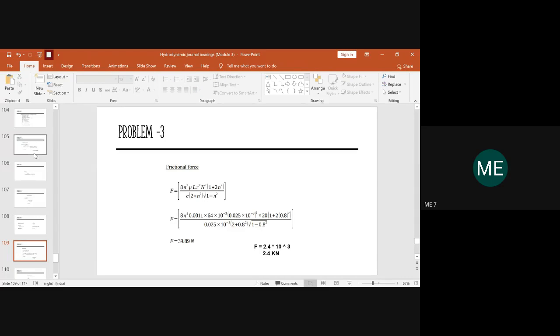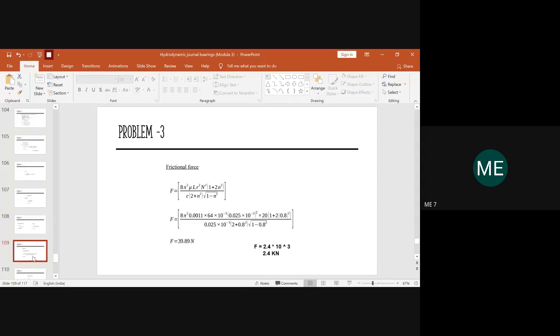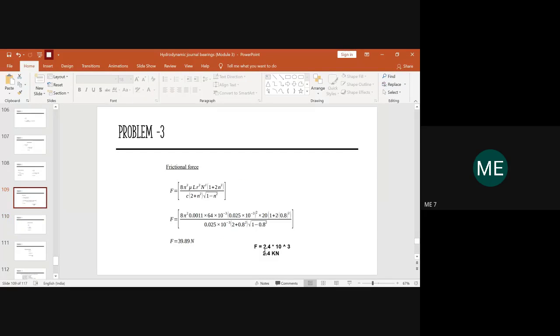So after this, what has been asked in the question? We completed the load carrying capacity and the frictional force. Then what has been asked? It is the coefficient of friction. So what is the general equation we use for the coefficient of friction? It is F by W, which is the frictional force upon the load bearing capacity. Now the F value we have got is 2.4 kilonewton, so kindly type it as 2.4 kilonewton.